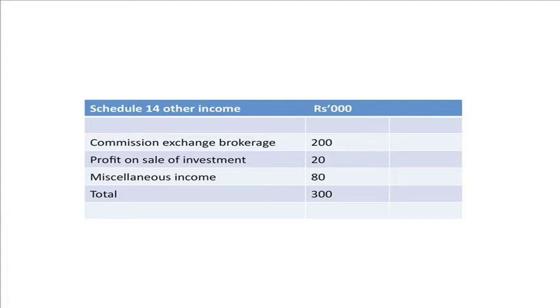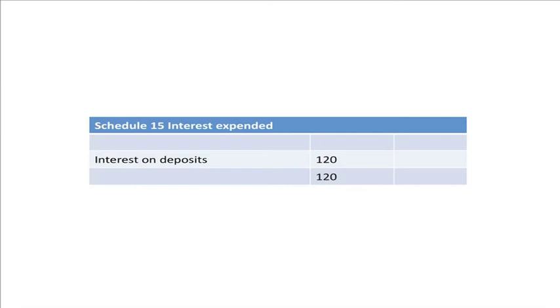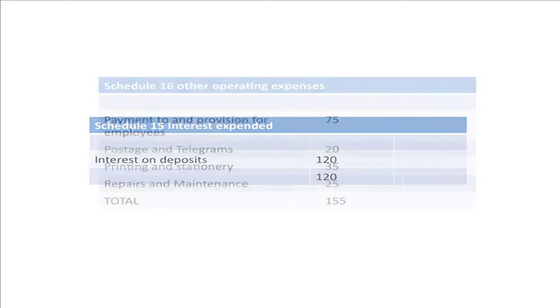So, schedule 14's aggregate is 300. So, we have got the income side total. First is 925 against schedule 13 and against schedule 14 we have 300. Then we will prepare schedule 15 for interest expended. Interest on deposit is being given to us on the debit side, that is 120. So, we will place it over here.